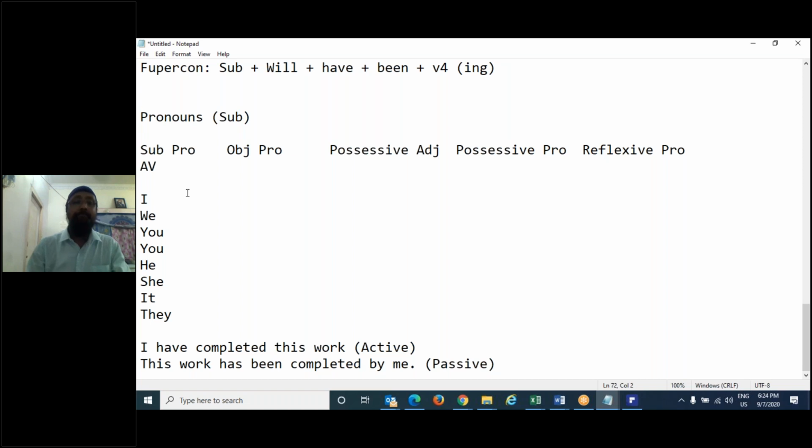So the I as an objective pronoun is me. We as an objective pronoun is us. You remains as you, and you for plural also remains as you. He becomes him. She becomes her, and it becomes it only, and they becomes them.